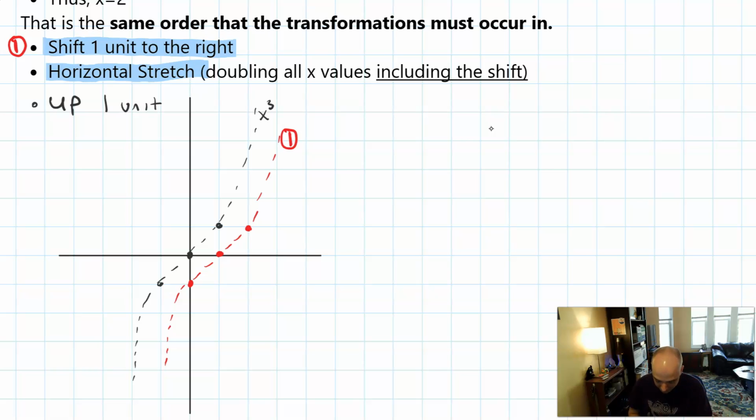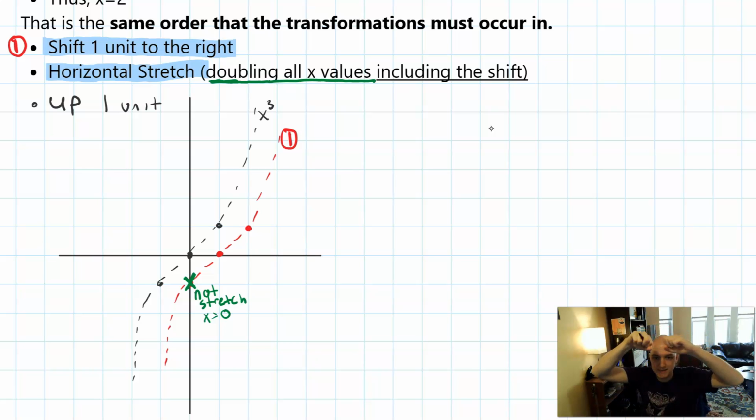But remember what happens with a horizontal stretch. Mathematically, when you do this stretch, you're going to double all the x values. You're not just pulling it from both sides. You're pulling it basically from the y-axis. The only points that will not stretch are points where x is equal to 0.